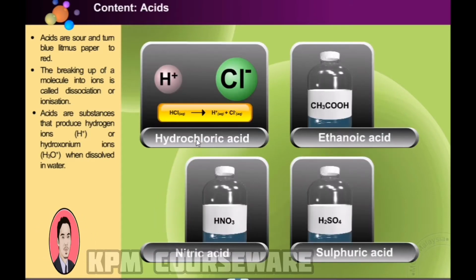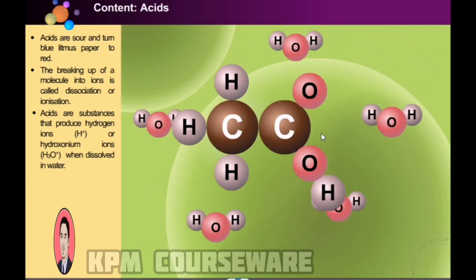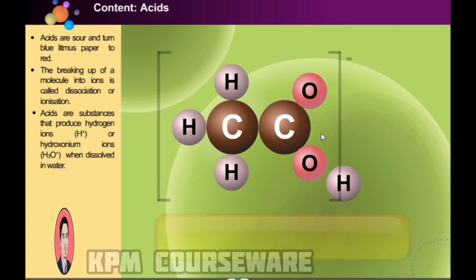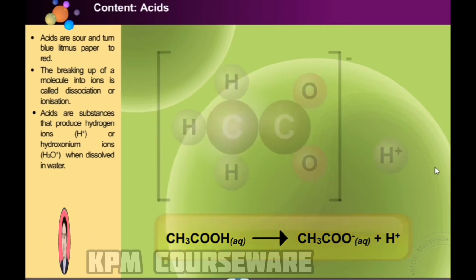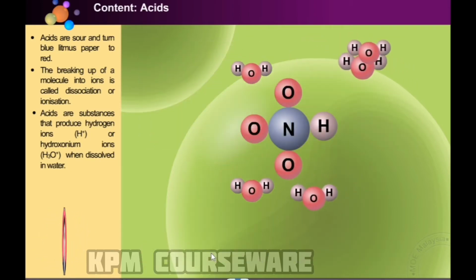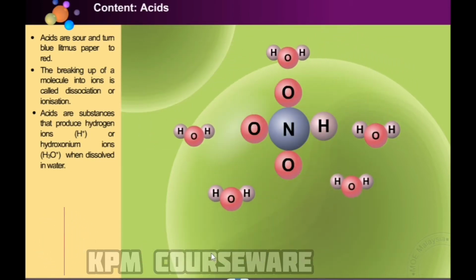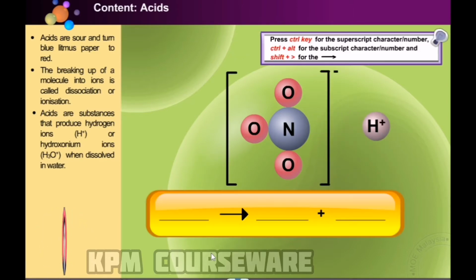Click on the ethanoic acid and observe what happens. Yes, the ethanoic acid molecule ionises to form a hydrogen ion and an ethanoate ion. Click on the nitric acid and observe what happens. Yes, the nitric acid molecule ionises to form a hydrogen ion and a nitrate ion.